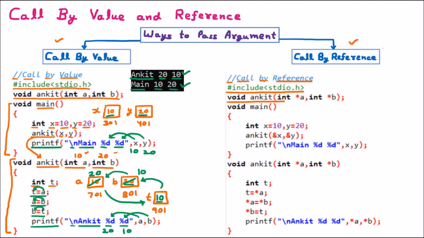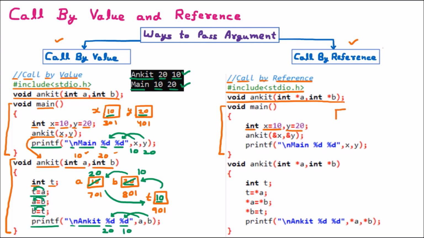Now void Ankit, then int *a, *b, that is the function declaration or prototype. Then we have the main function. In the function, we have declared int x is equal to 10 and y is equal to 20.